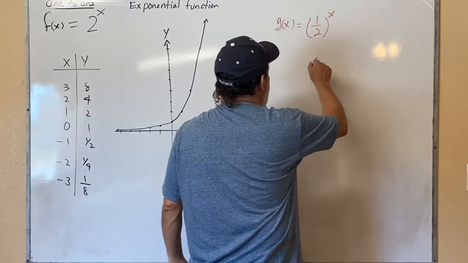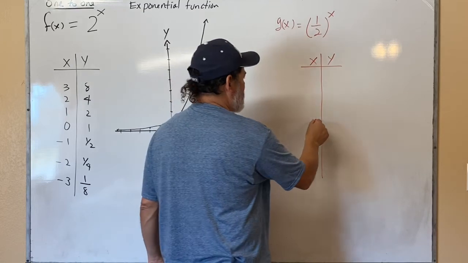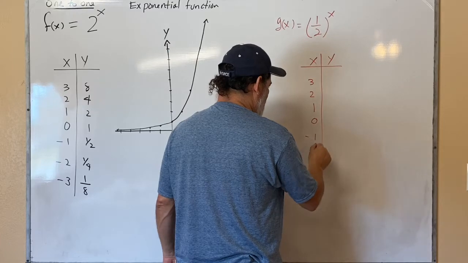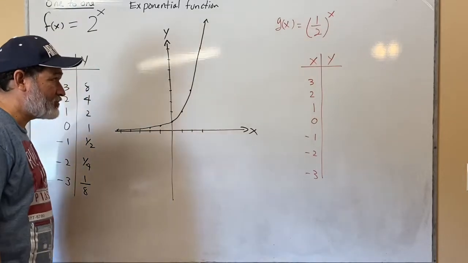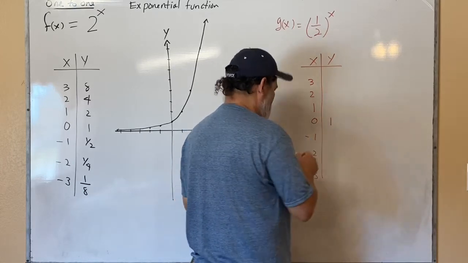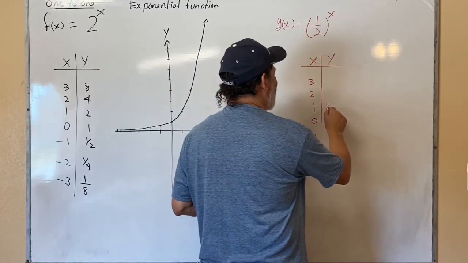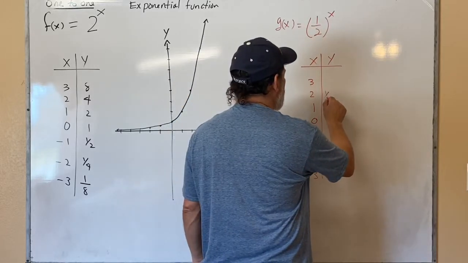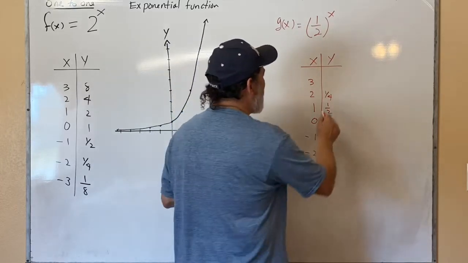So here's a table, x and y. Let x be 0, 1, 2, 3, and -1, -2, and -3. If x is 0, what is half to the 0? 1. If x is 1, what is half to the first? Half. If x is 2, what is half to the second? 1/4. If x is 3, what is half to the third? 1/8.